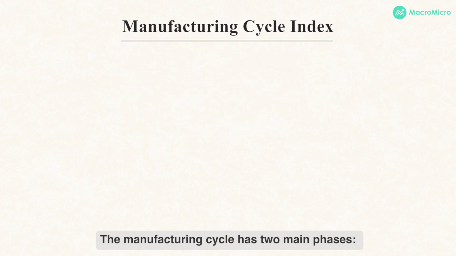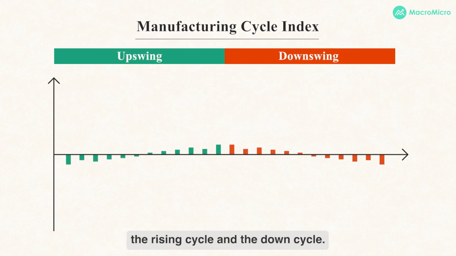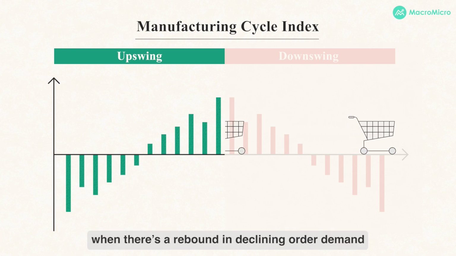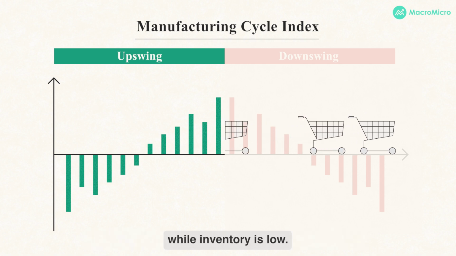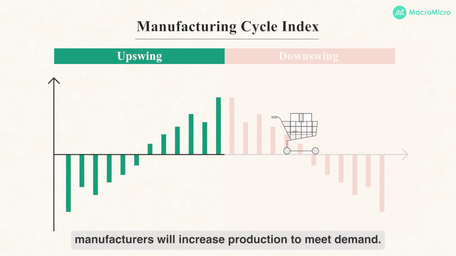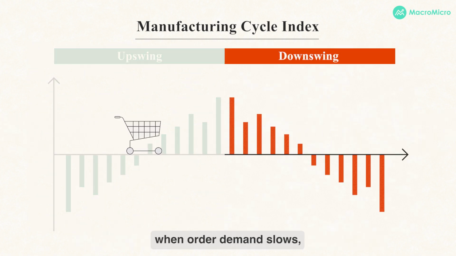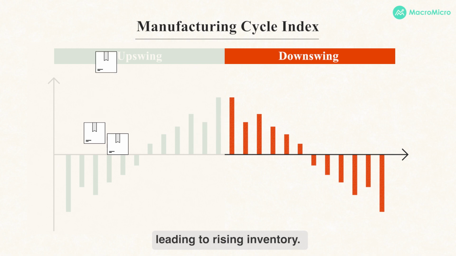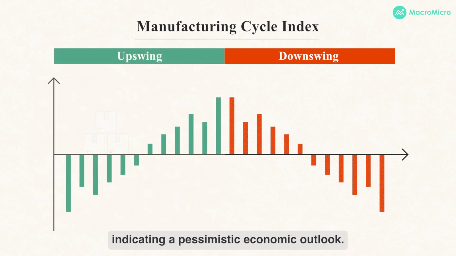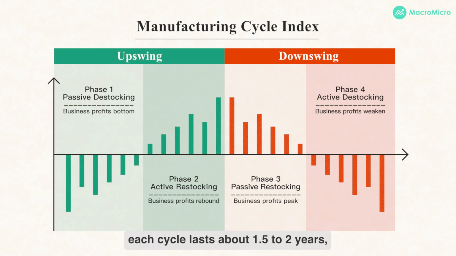The manufacturing cycle has two main phases, the rising cycle and the down cycle. A rising cycle occurs when there's a rebound in declining order demand while inventory is low. Realizing a supply shortage, manufacturers will increase production to meet demand. A down cycle occurs when order demand slows, leading to rising inventory. Manufacturers begin to reduce production to clear out excess stock, indicating a pessimistic economic outlook. On average, each cycle lasts about 1.5 to 2 years, making a complete cycle around 3 to 4 years.